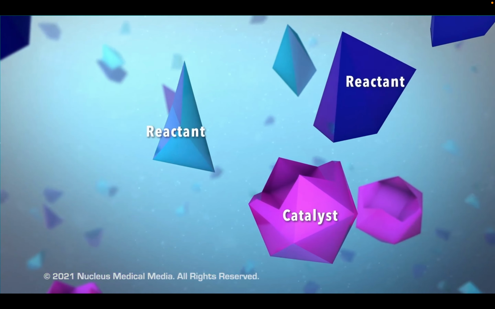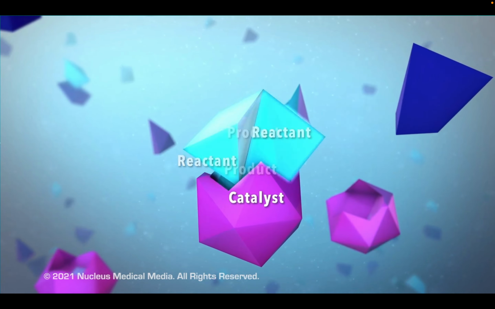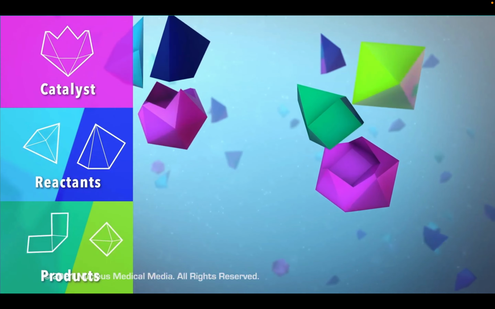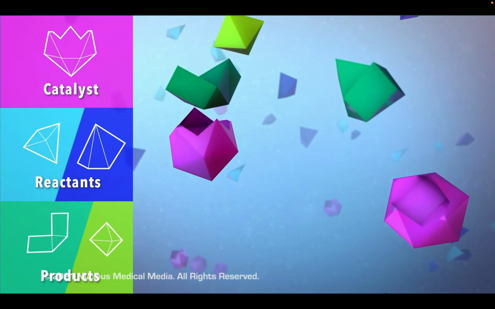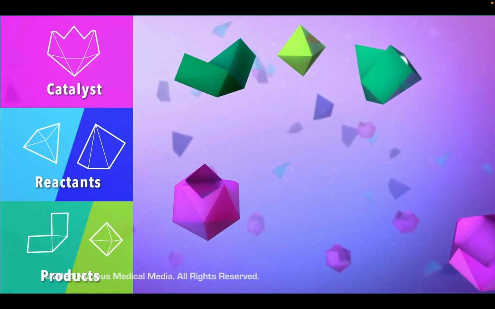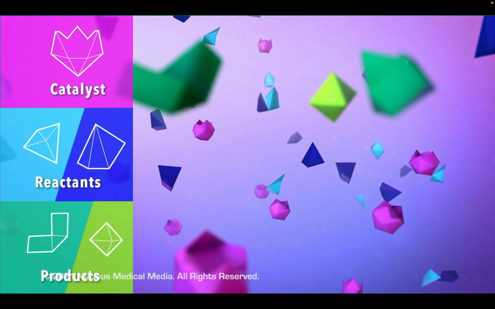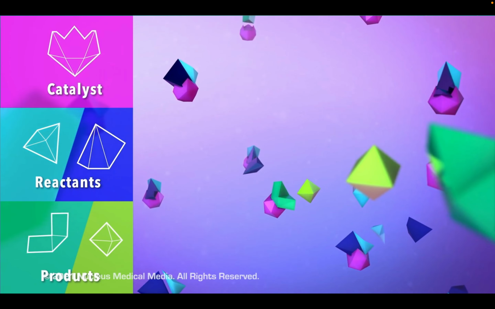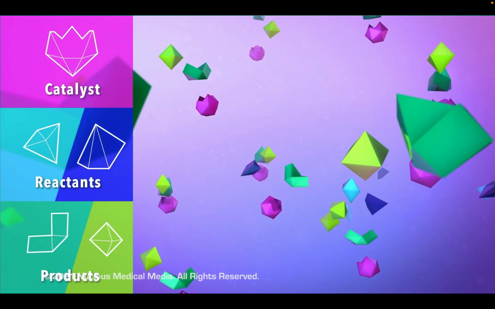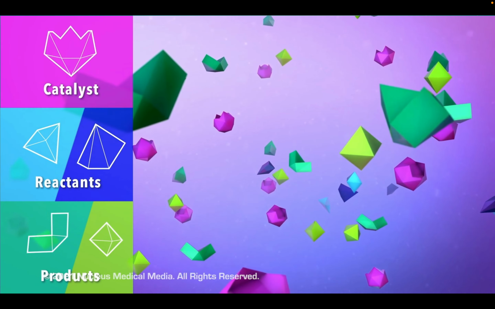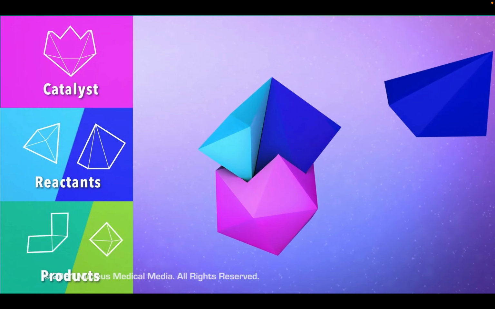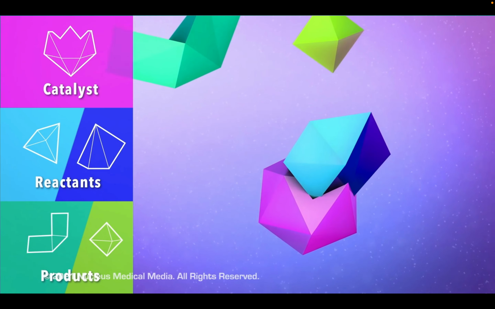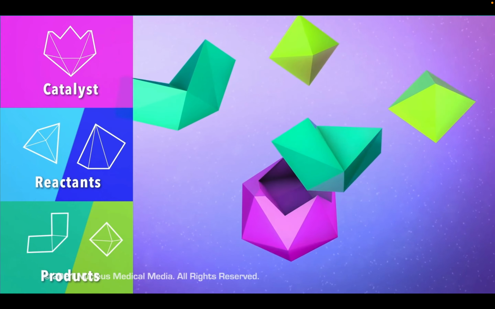By requiring less energy, catalysts make reactions happen faster and more efficiently because more of the reacting particles are likely to have sufficient energy or activation energy. And the higher the catalyst concentration, the faster the reaction takes place. Since catalysts aren't changed or used up by a reaction, they're available to catalyze more reactants.